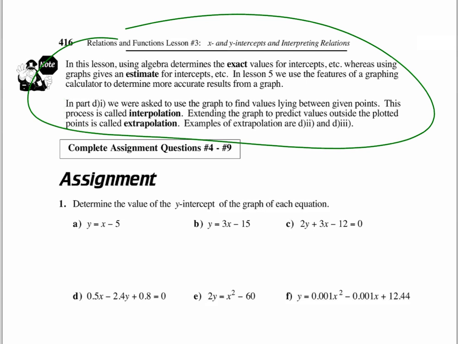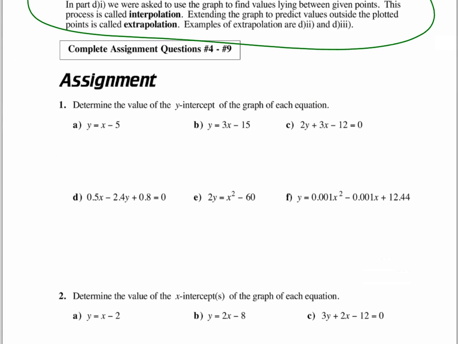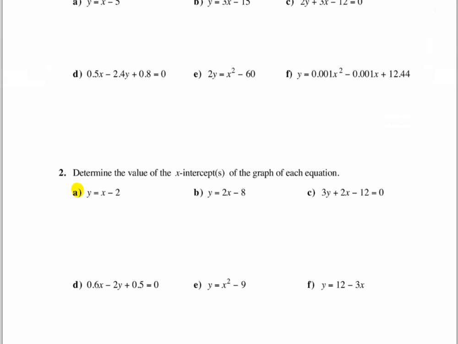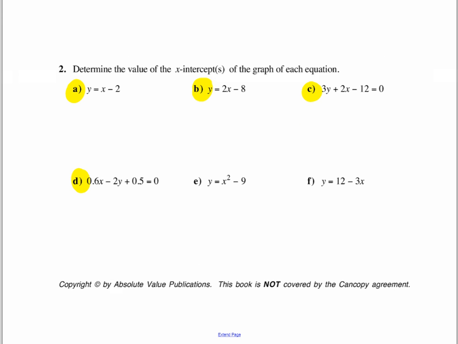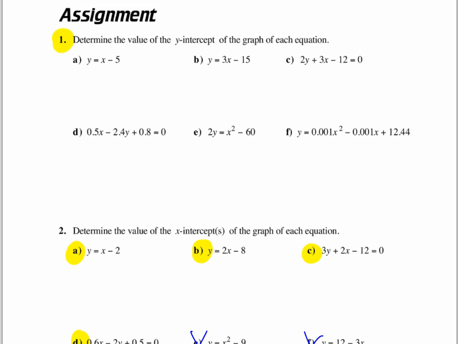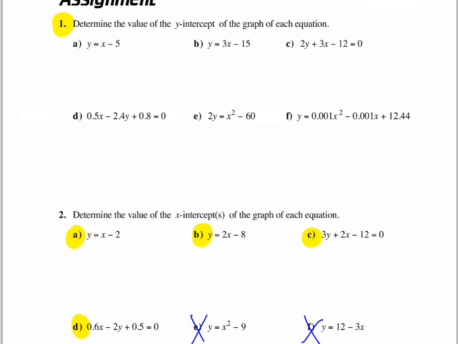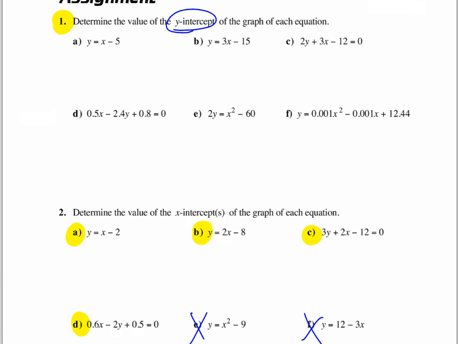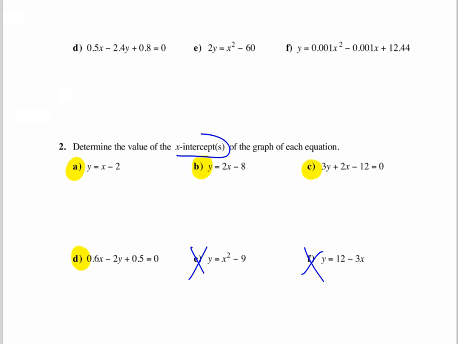Okay? So, if you can circle the following. You need to cover all of number 1. Number 2, A, B, C, and D. So no E and F. All of 1 says, all you have to do is the y-intercept for 1, not both. And the second one's the x-intercept.